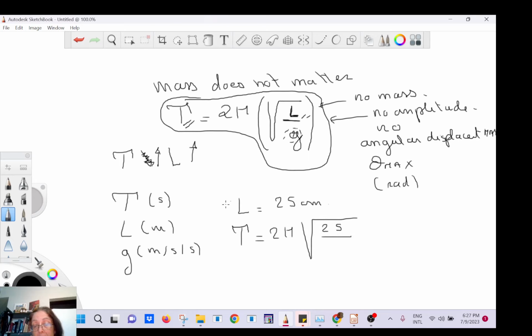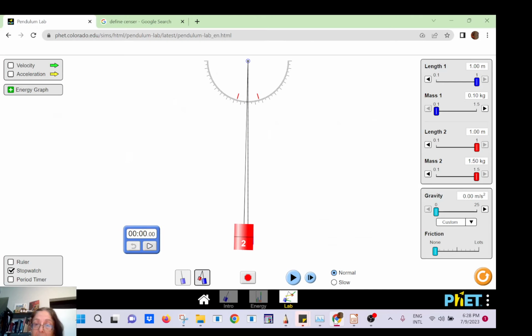So gravity, I need to use centimeter per second squared. So it's going to be 980. Okay. And if you do that computation, you get 1 second. So if you make a pendulum about that large, 25 centimeter, I encourage you to do it on your own. If this is 25 centimeter, it will take exactly 1 second to go back to the same position. Exactly 1 second.